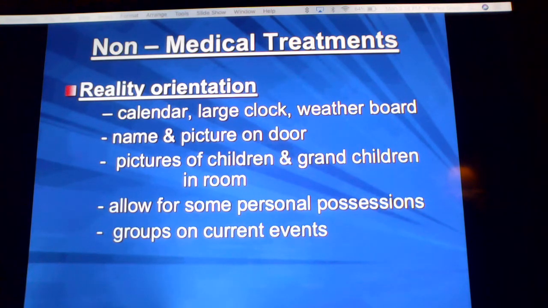You want to have groups on current events, groups where people can discuss things and talk, because we know that talking to other humans, not only do we know we're very social, but also it stimulates the brain. It can slow dementia. Being engaged and talking can slow dementia.